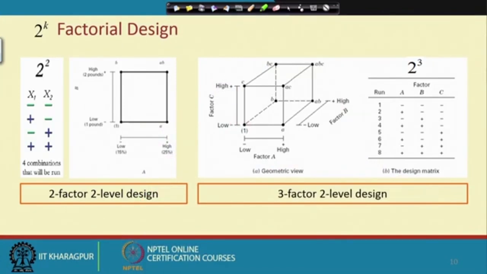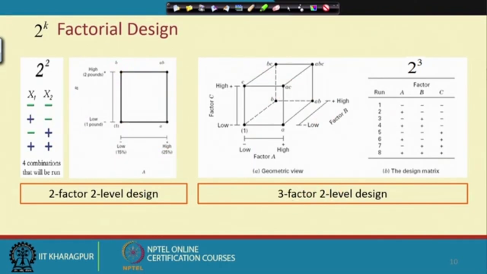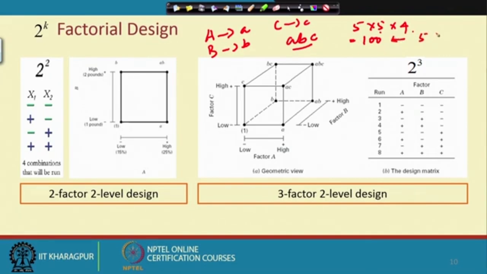For example, let there be three factors A, B and C. Now, if A has a levels, B has b levels and C has c levels, then how many treatment combinations will there be? a times b times c. If we consider a equal to 5, b equal to 5 and c equal to 4, then this is 100 different settings. Now, if at each setting we conduct 5 replications, you have to do 500 experimental runs only for 3 factors. Now, if the number of factors is 5 or 10 or 15, what will happen?